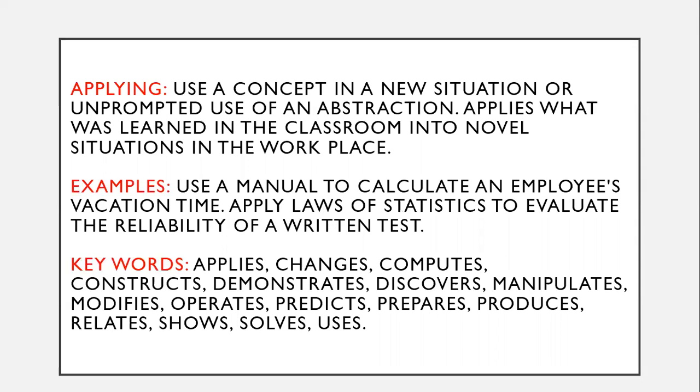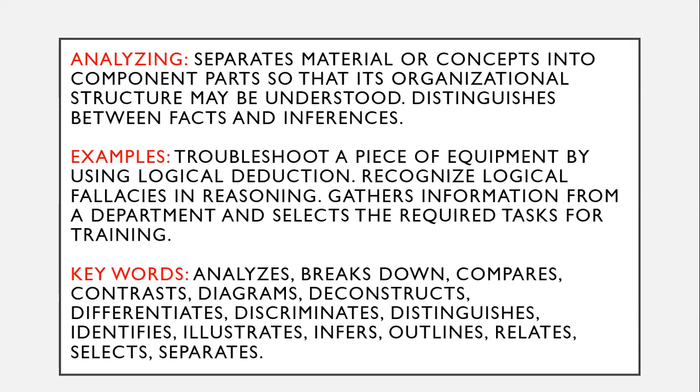So examples are using a manual to calculate an employee's vacation time, applying laws of statistics to evaluate the reliability of a written test. So these are the activities that denote the level of applying. So the keywords for this level are applies, changes, computes, constructs, demonstrates, discovers, manipulates, modifies, operates, predicts, prepares, produces, relates, shows, solves, and uses. So from remembering to understanding, then to applying. So now let's proceed to the higher order levels.